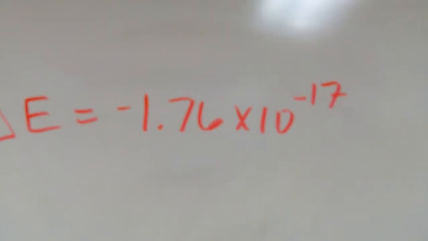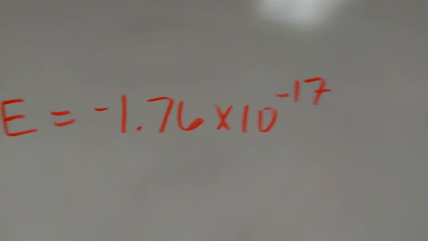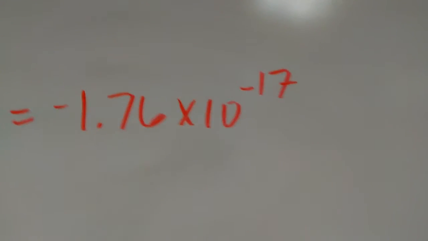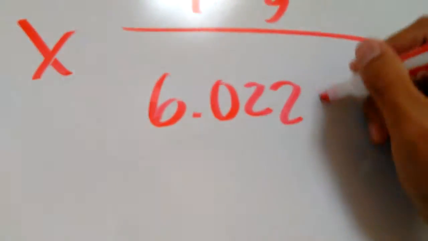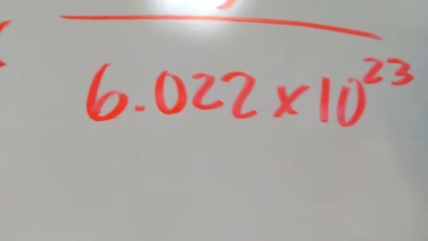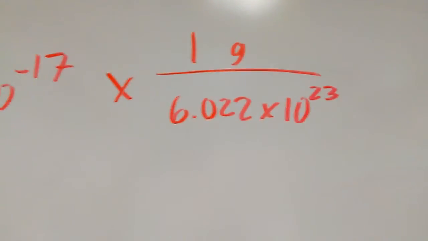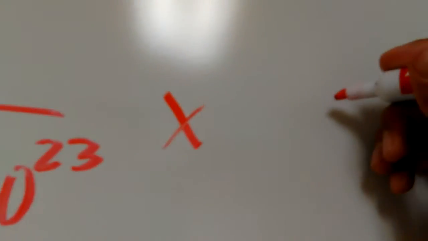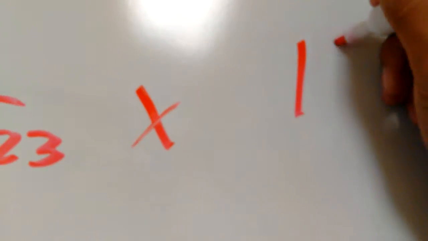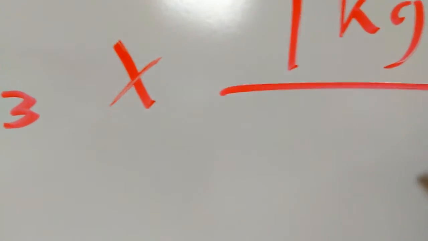Now from here, what we're actually going to do is multiply 1 gram over Avogadro's number, which is 6.022 times 10 to the 23rd. Remember, that's Avogadro's number. And then with that, we're going to go to 1 kilogram over 1,000 grams.